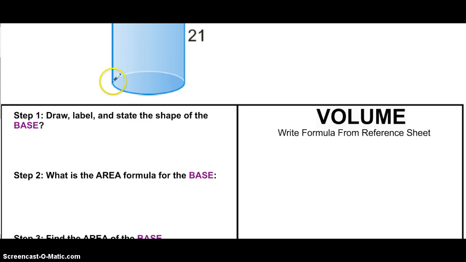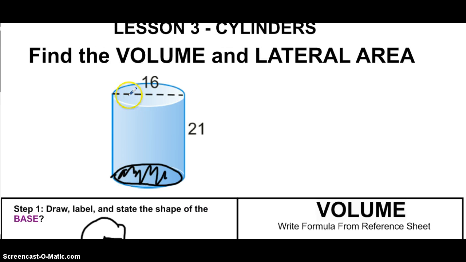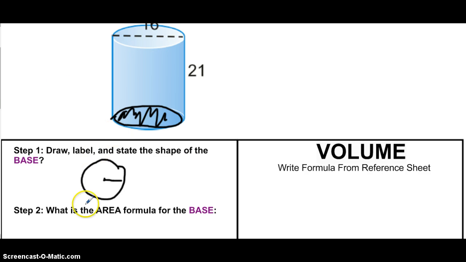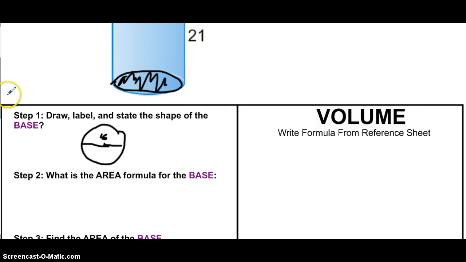Well, the base is right here. Remember, the base is just this bottom part, okay? This guy right here. So it's just a circle. So we draw our circle. And since we're going to label it, we have to put what we see in the picture in. So we see that it has this 16 going across, or the diameter of 16. So let's go across here, and 16. All right? So this is our base.